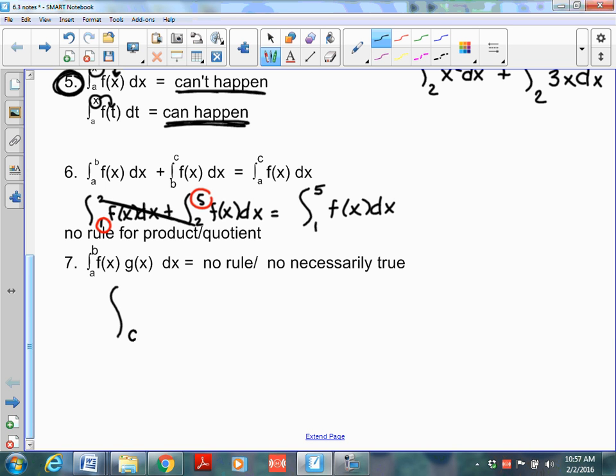If you're integrating from 0 to 3 some function like 1 over x minus 2, and you're going to multiply it by g of x, which is natural log of x dx, so basically this stands for f of x and this stands for g of x. Just a reminder, don't assume. There is no rule. It's not necessarily true. This is what you can't do.